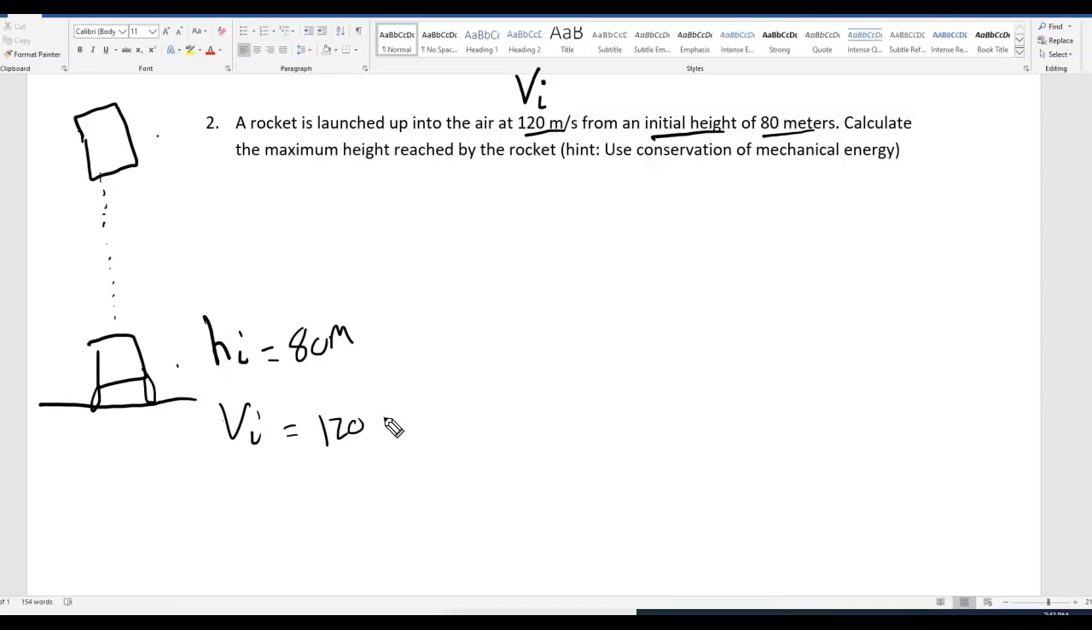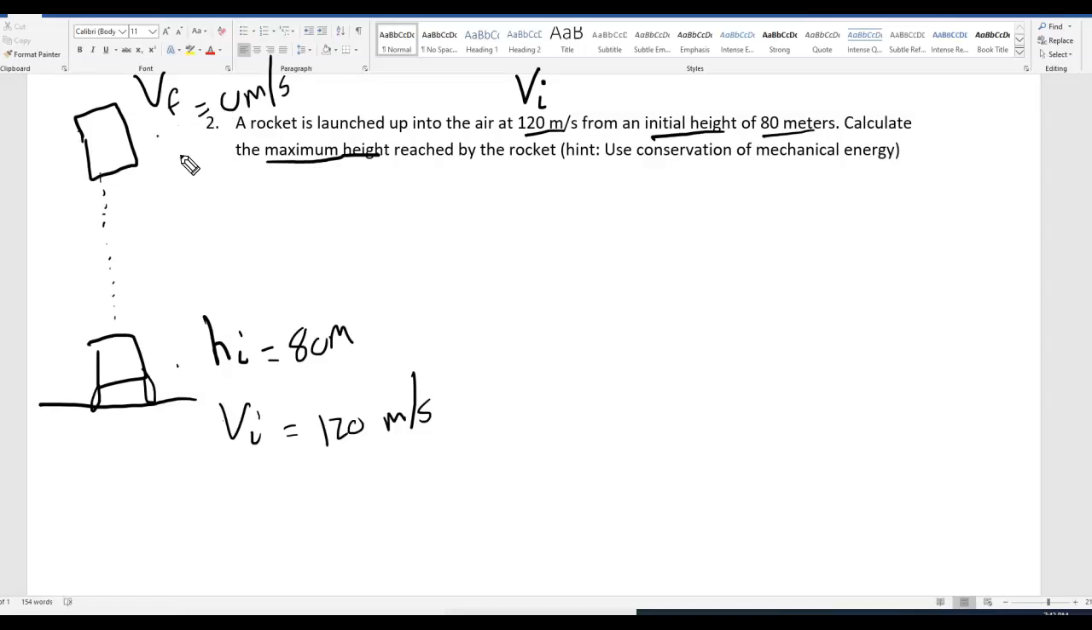Okay, so I'm just labeling everything that's given. Now, what is my unknown? It's asking me for maximum height, but remember, when an object reaches its maximum height, it stops moving. You have to understand that to answer this question, because at the maximum height, the velocity there is 0 because it stops moving. If you don't know that, there's no way you can answer this question.